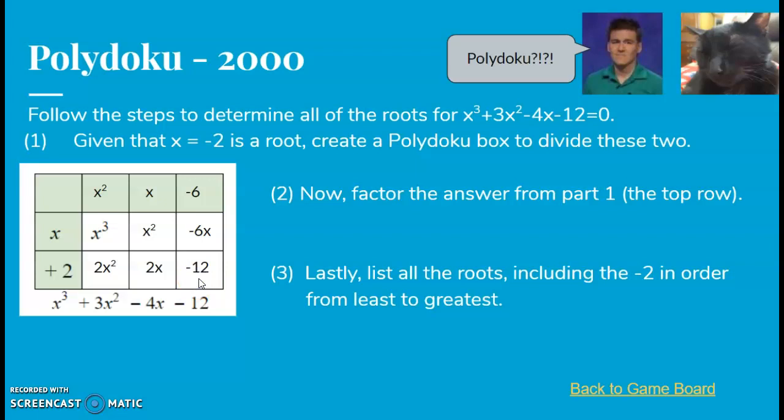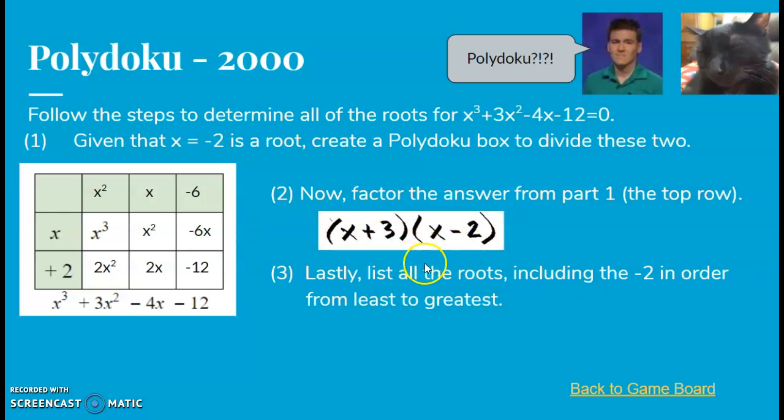Now we're supposed to factor the answer from part 1. So the answer is up here on the top. We need to factor x squared plus x minus 6. So I need two numbers that are going to multiply to negative 6 and add to 1. Turns out to be x plus 3 and x minus 2.